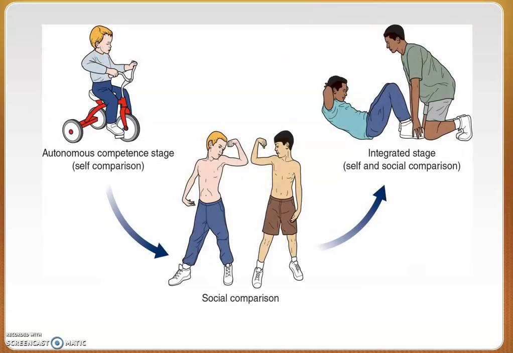So here's a picture of what's happening in those phases. In phase 1, you have the child learning to ride the bike. Stage 2, maybe starting kindergarten, they start to compare. And then the integrated stage, here you see an example of someone doing a fitness test.